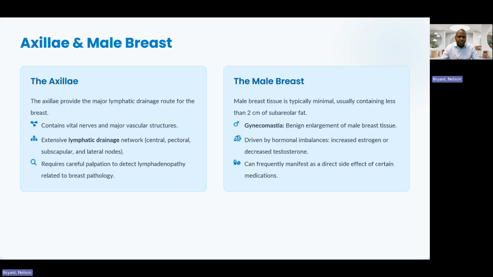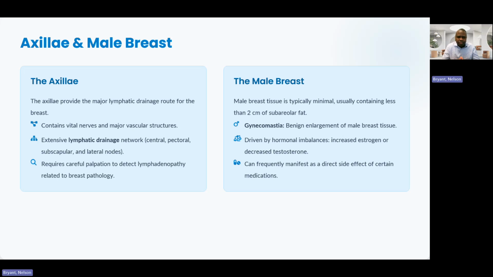The axilla, and then for the male breast, is clinically significant primarily due to its rich lymphatic network, which drains the vast majority of the breast tissue. This is for the male patient. So when we're assessing the male breast, it's very important to look at any signs of gynecomastia, which is a benign enlargement of the glandular tissue.